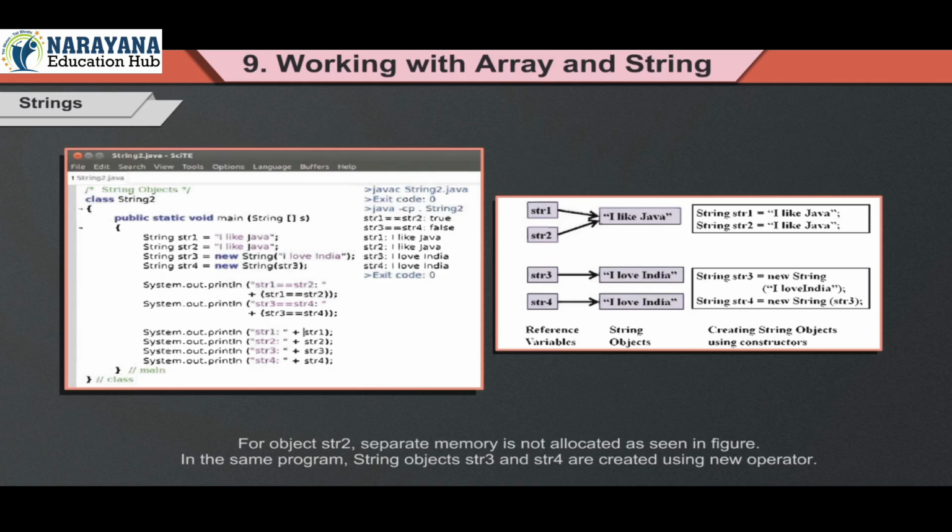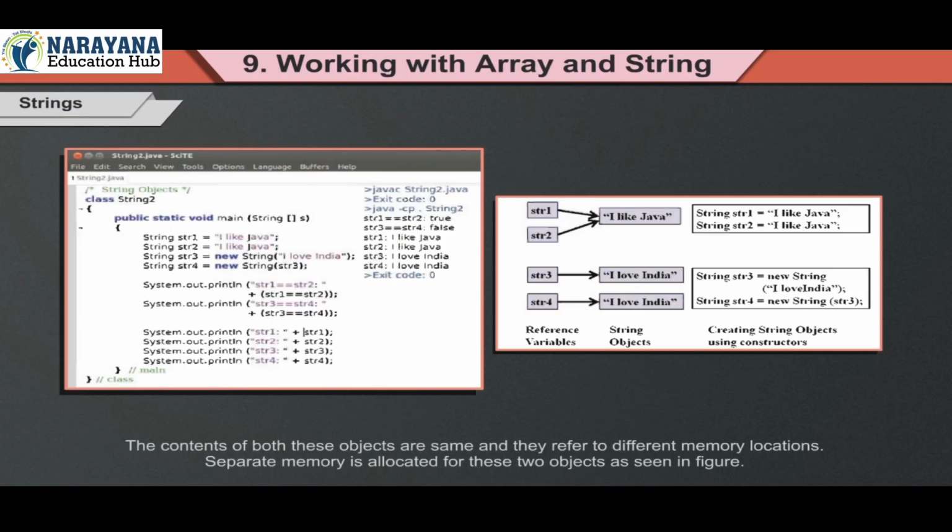In the same program, string objects str3 and str4 are created using the new operator. The contents of both these objects are the same and they refer to different memory locations. Separate memory is allocated for these two objects as seen in the figure.